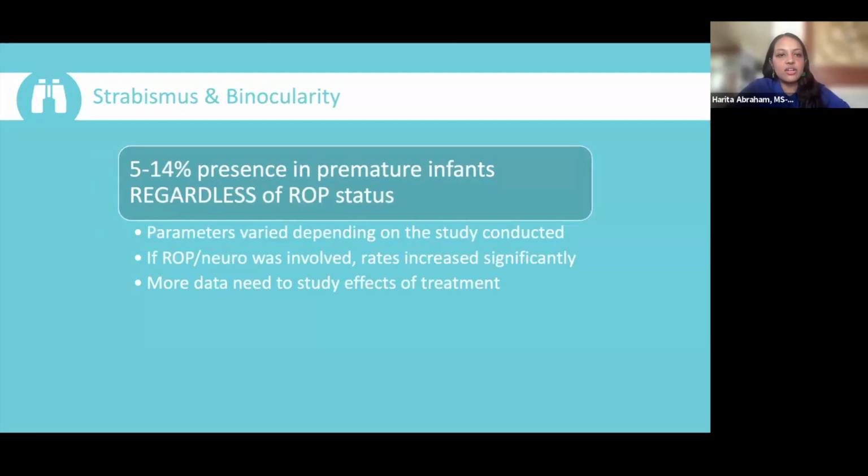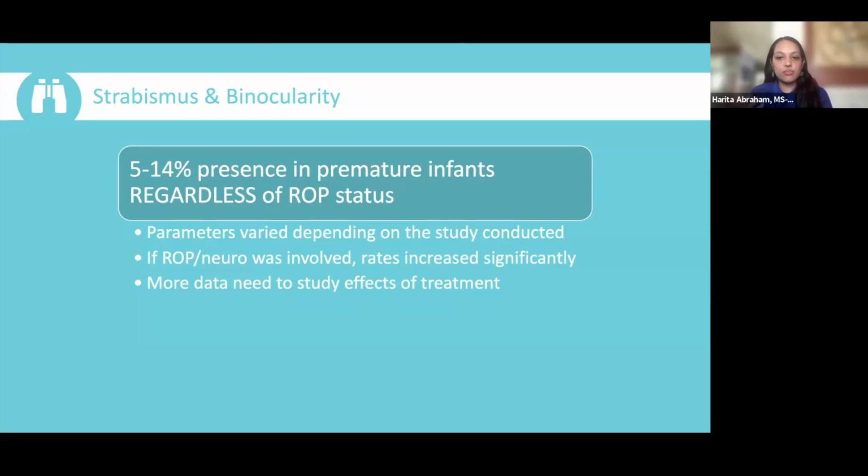And the next thing he looked at was strabismus and binocularity. Based on the things he looked at, he gathered that there was a 5 to 14% presence of strabismus in premature infants, whether they had ROP or not. This was another situation where the parameters varied a lot between all the studies he looked at, and that's why that range is so big. When I saw that, it was very frustrating that it was a 5 to 14% range. But again, all the studies had their own little parameters, and despite the variances in their parameters, the trends were the same.